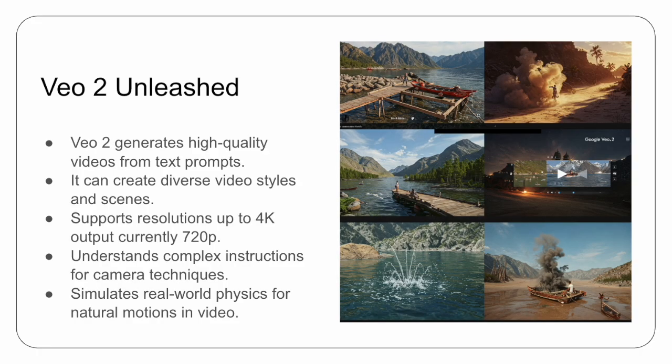So Veo 2 creates high quality videos from text prompts. You can use diverse styles and resolutions, and it understands complex camera instructions and simulates real world physics for natural motion. Now, I used basic prompts. I'm not doing anything fancy. When Sora came out, I just did some prompts that I liked. I used some that were on the site and created my own version. I'm using the same Sora prompts now with Google Veo 2 just to see how it compares, one-to-one. So let's check it out.